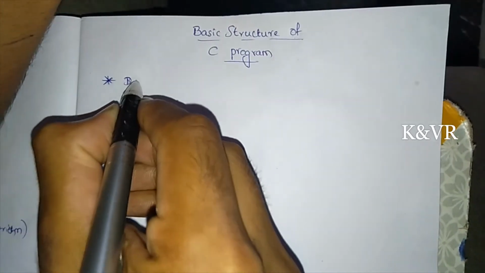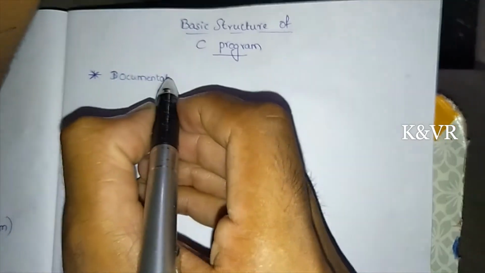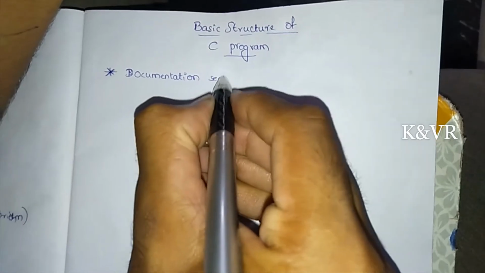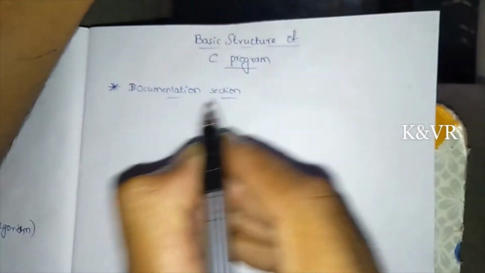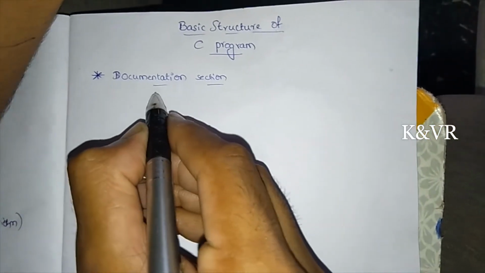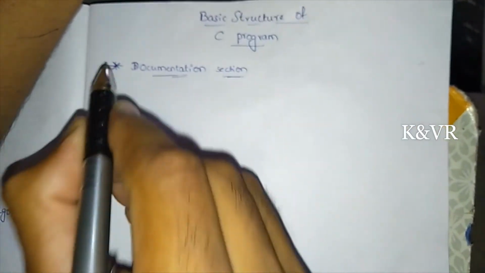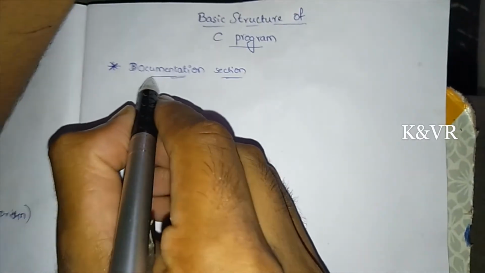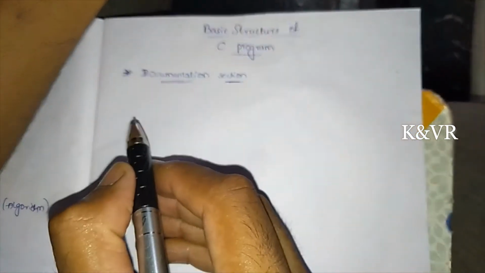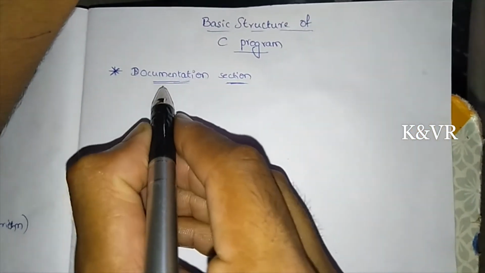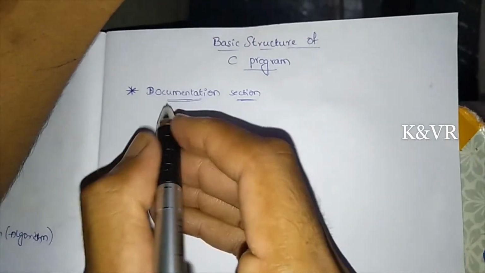First point is, whenever you write a program in C, some sections are very important. First one is the documentation section. In the documentation section, we just write the aim of the program. That means why we are writing a C program, and why we are declaring these integer variables. Like that, we can use the documentation section.